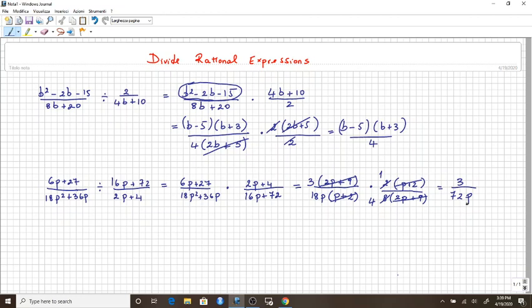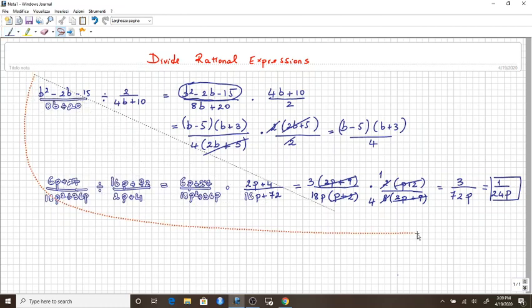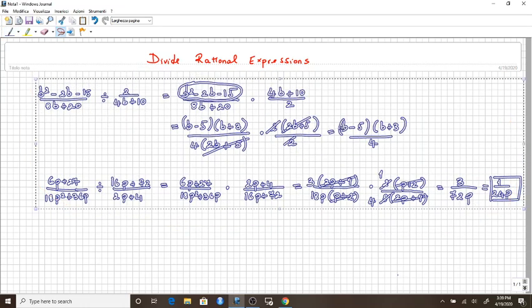And now we can also simplify this 3 with 72, because 72 divided by 3 is 24, so we end up with 1 over 24p. So this is the final, so there are lots of simplification going on here, okay? So 1 over 24p.